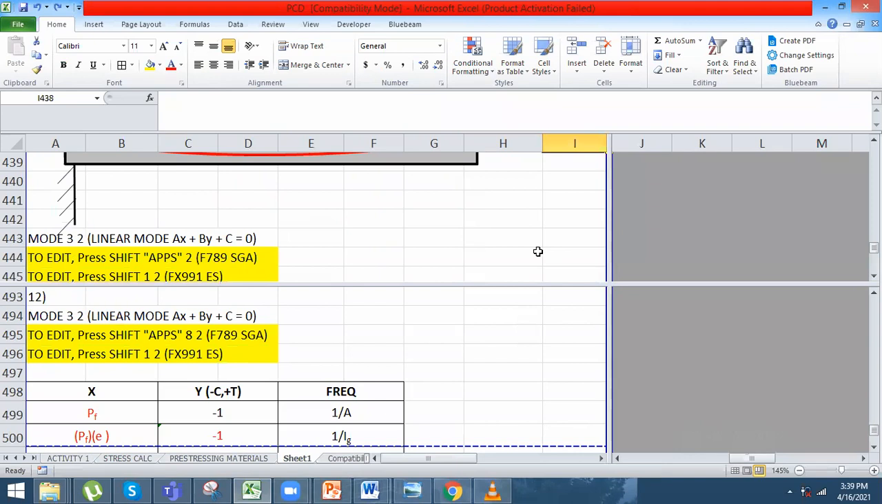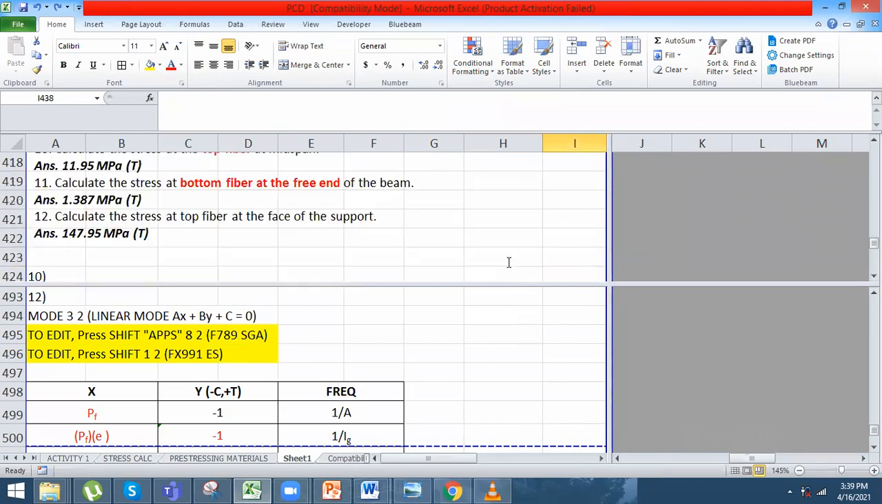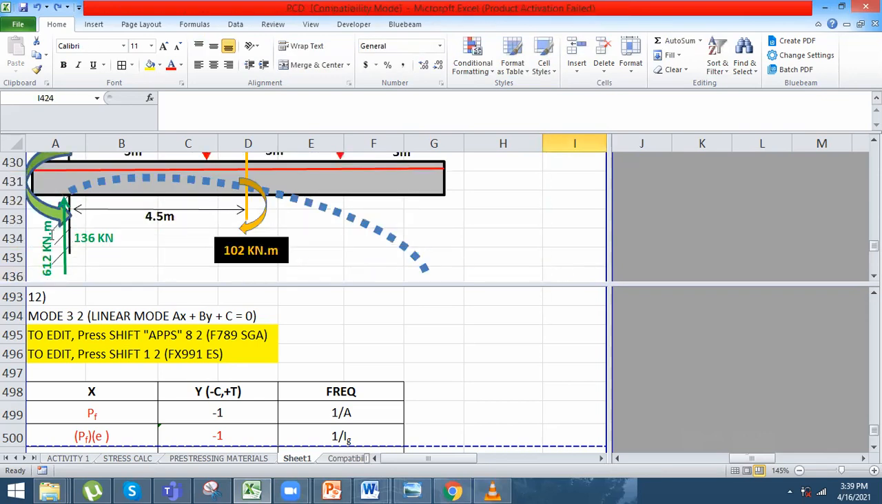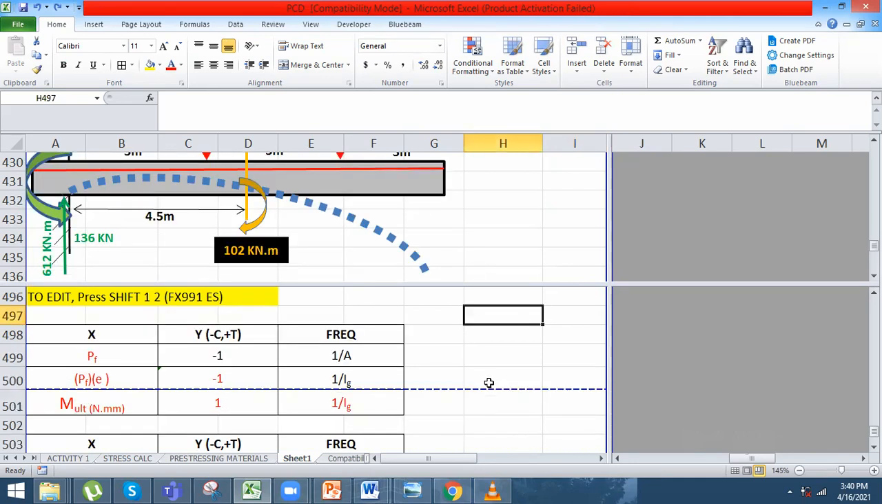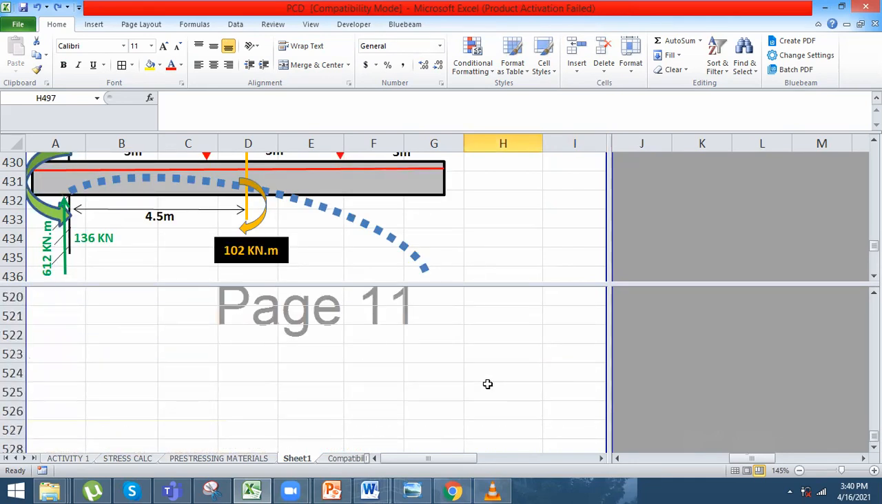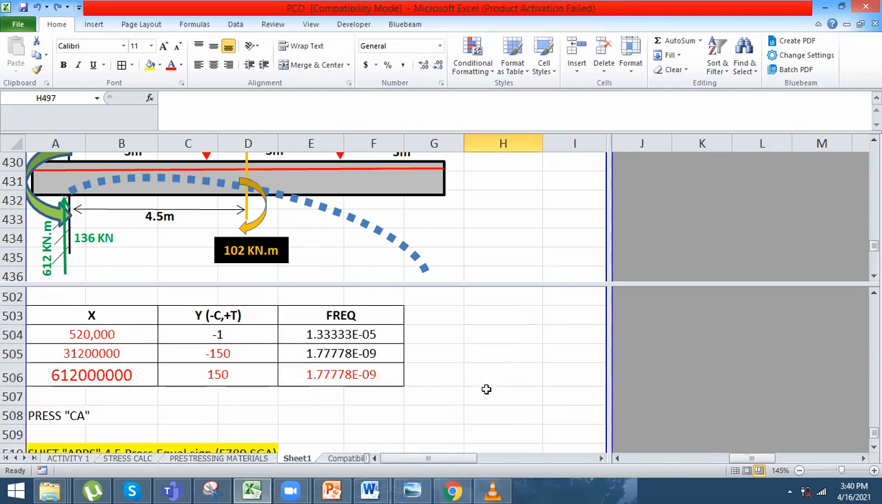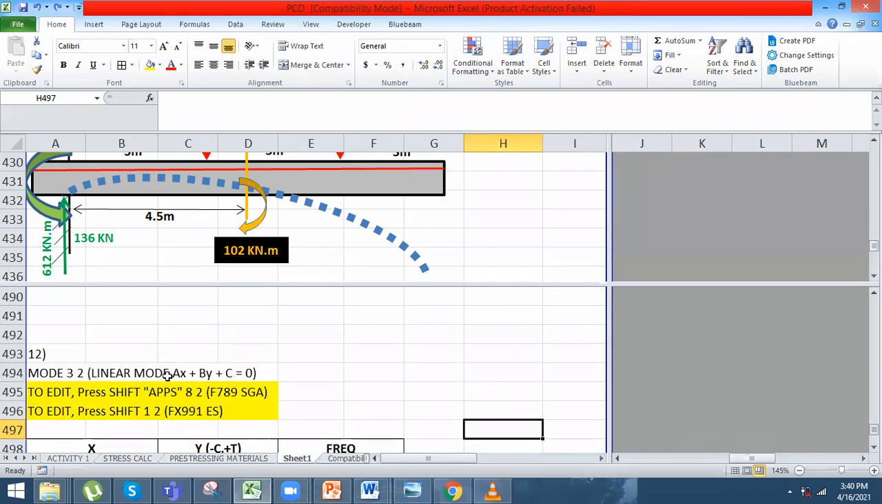And next one is mode 3 to ulit. Edit na lang. Ano yung hinanap sa number 12? Calculate the stress at the top fiber at the face of the support. Okay? So sa face of the support, we have moment there na 612 kilonewton meter. Okay, 612 kilonewton meter. So yan yung gagamitin natin na moment dito sa ating calculator natin. Okay, input natin. Number 12.